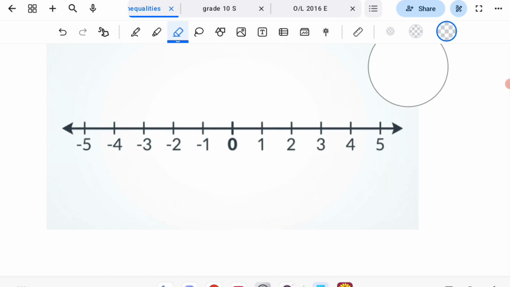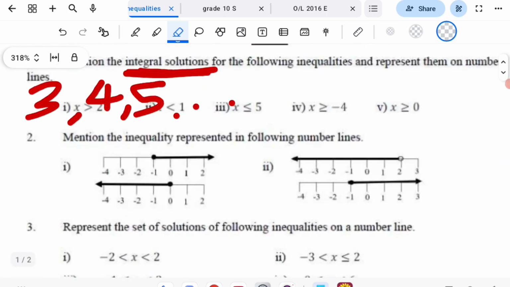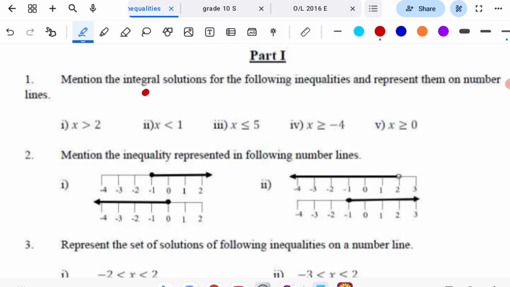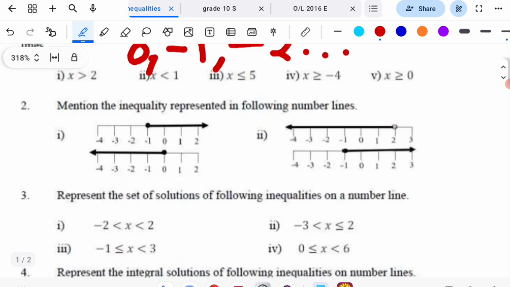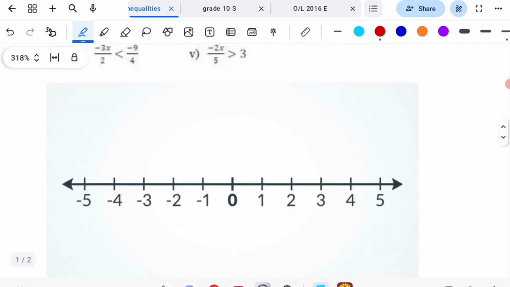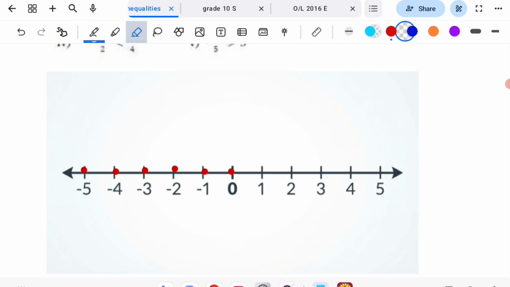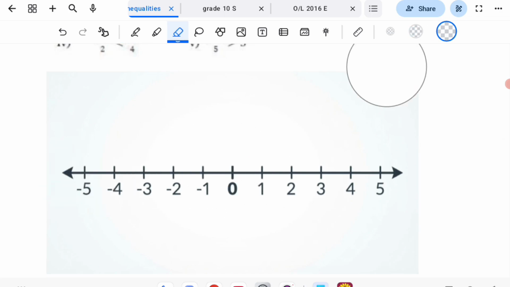Then second part, x less than 1, we can get x equals 0, minus 1, minus 2, like this. Then we can represent on a number line 0, minus 1, minus 2, minus 3, minus 4, minus 5. We have to mark integral solutions, not all solutions.